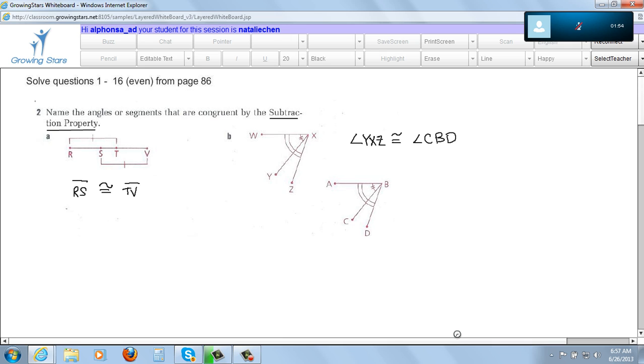So as per the subtraction property, it's given angle YXZ congruent to angle ZBD. Very good. Okay, one more question we will do.